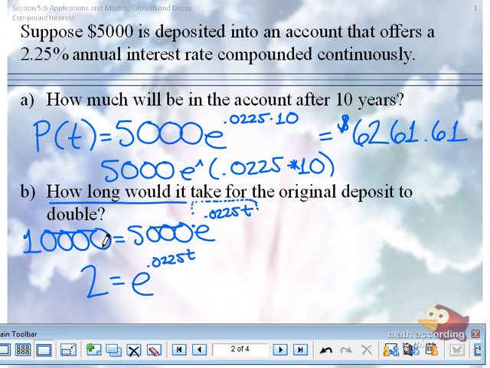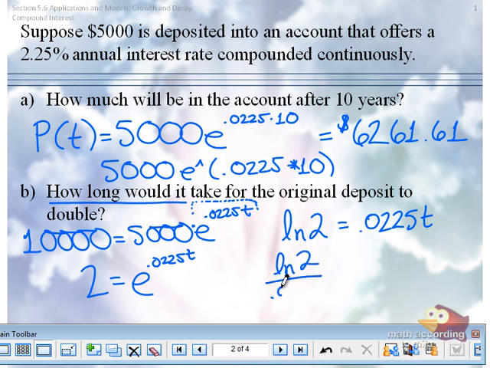So with that stated, we're trying to solve for t. It's an exponential equation where we cannot write them as the same base. So we should rewrite it as a natural log. So the natural log of what? 2 equals, good. And then we just divide by t. So the exact answer would be natural log of 2 over 0.0225.